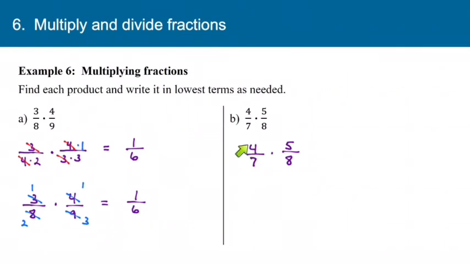Okay, 4 divided by 4 is 1. And again, 8 divided by 4 is 2. And now let's multiply top times top, bottom times bottom. Top times top is 1 times 5, which is 5. Bottom times bottom is 7 times 2, which is 14. And there is our simplified answer.